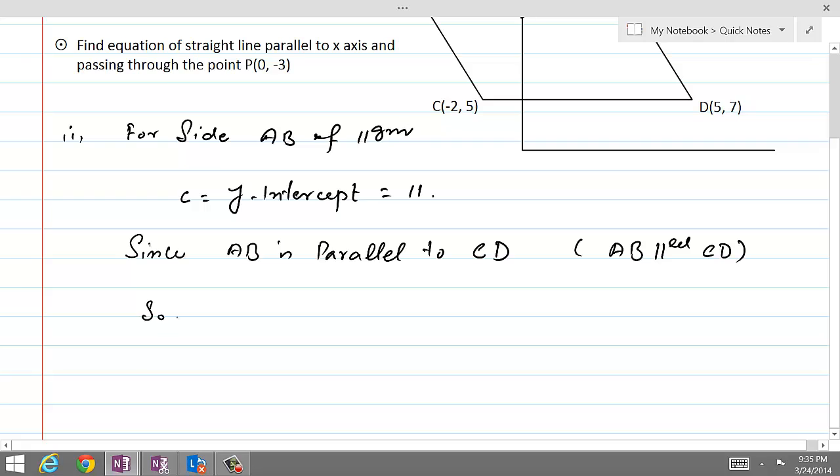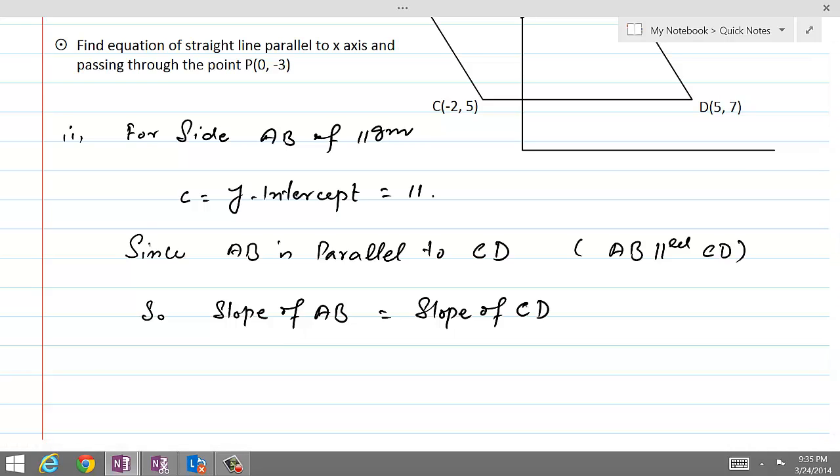So the slope of AB is equal to the slope of CD because they are parallel, and we just learned in the previous lesson that if two lines are parallel, their slopes must be the same. So let's call this x1, y1, and call this x2, y2.